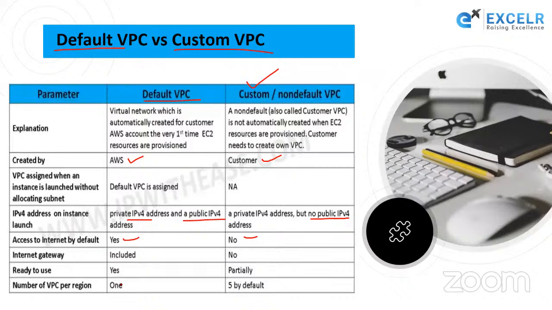And there will be only one default VPC per region, but you can have 5 custom VPCs per AWS region. So that is the difference between default and custom VPC. If you need to increase this default number of custom VPCs, then all you have to do is raise a ticket with AWS, and they will be able to give you that number of VPCs in your environment. So that's the default and a custom VPC for you.